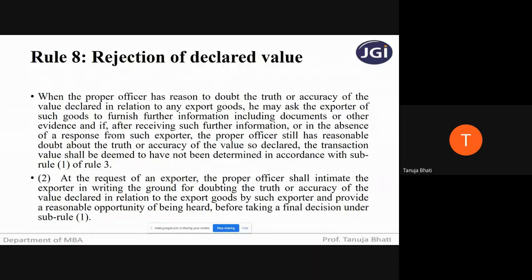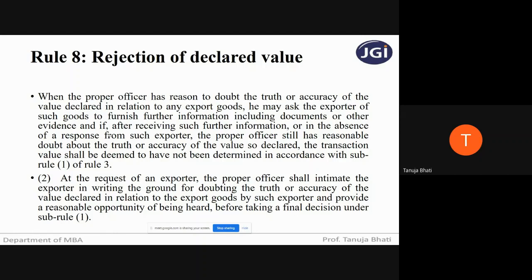First, before taking a final decision of rejecting the value, I have to hear the explanation that has to be given by the exporter. Secondly, I have to mention the reasons for which I have rejected the value in writing and give it to the exporter, because I cannot just reject any value. I have to give proper reason.